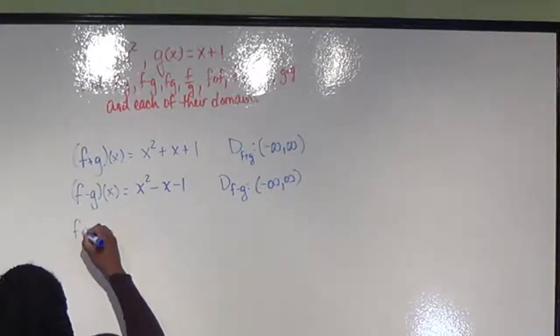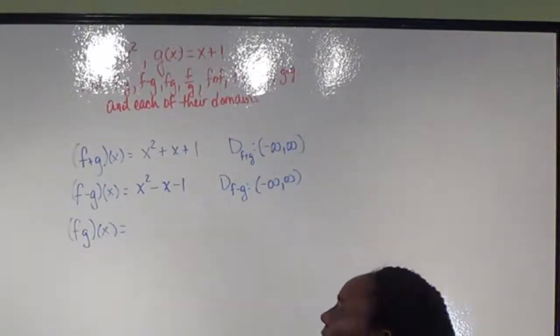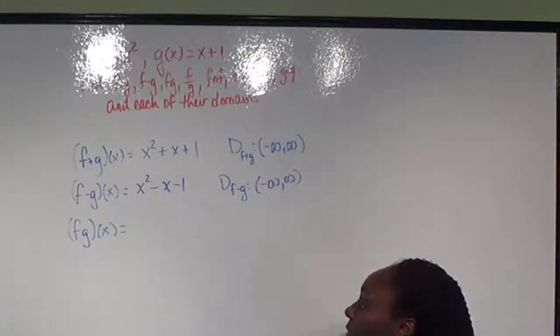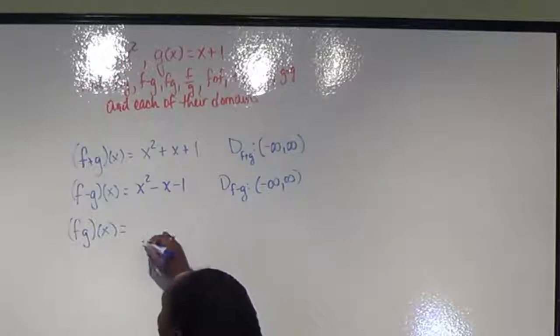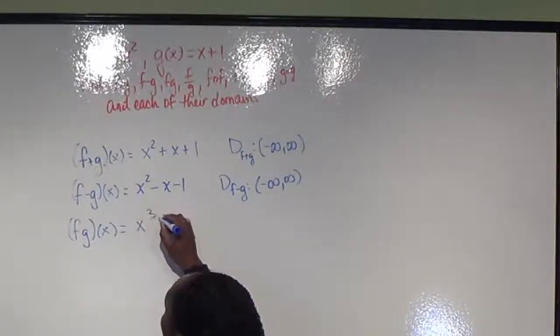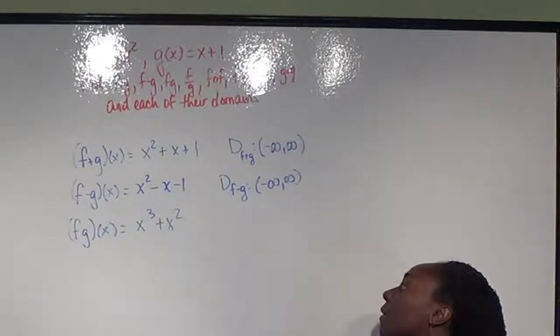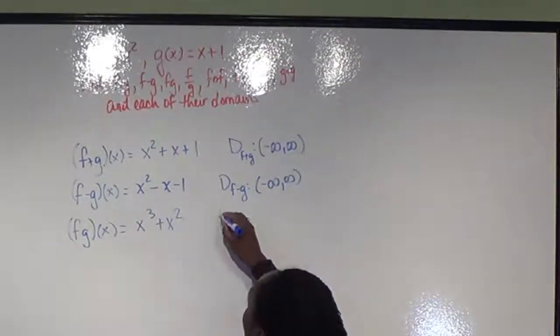For fg, this means I'm going to take f of x and multiply it by g of x. So here if I take x squared times (x plus 1), that's going to give me x cubed plus x squared. Okay. And then my domain, well, again, it's the intersection of the two.